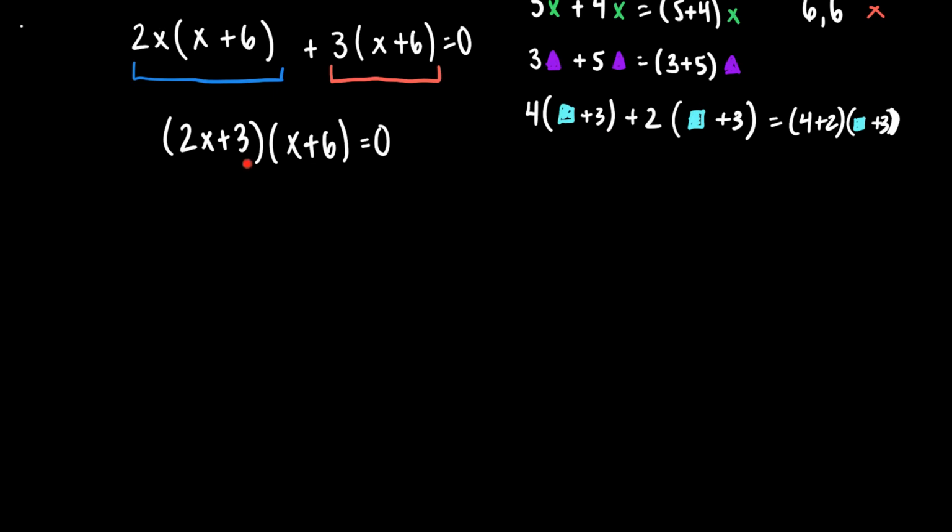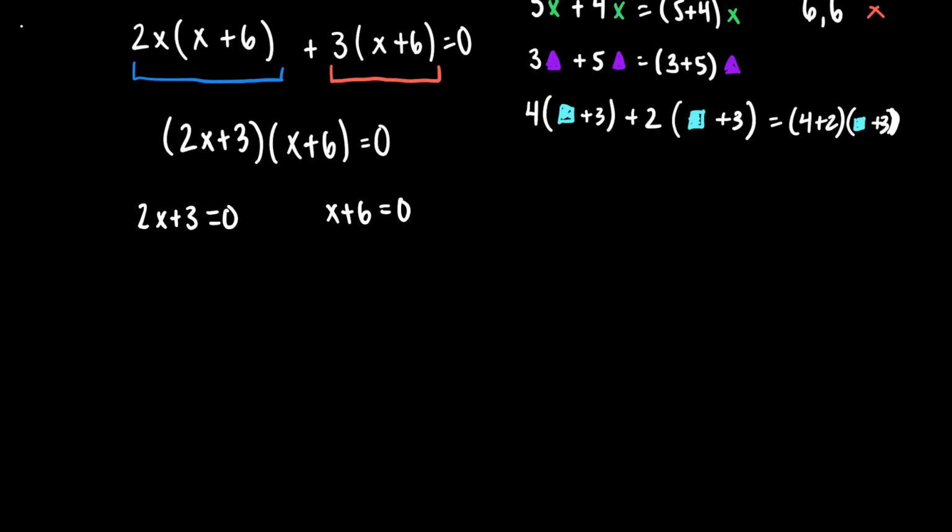But basically what we're saying is if we have something times something is equal to 0, I'm not sure which thing is equal to 0, so I'm just going to give each thing a term equaling 0. So 2x plus 3 is going to be equal to 0, and x plus 6 is going to be equal to 0.